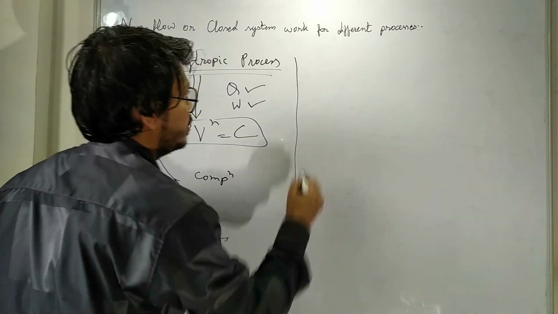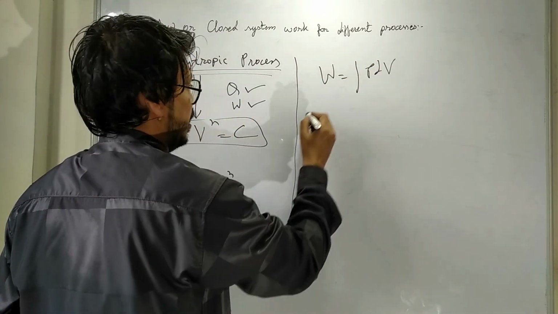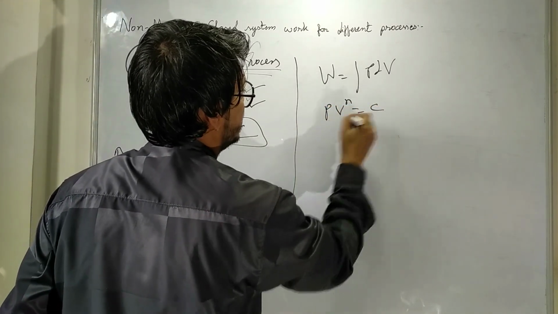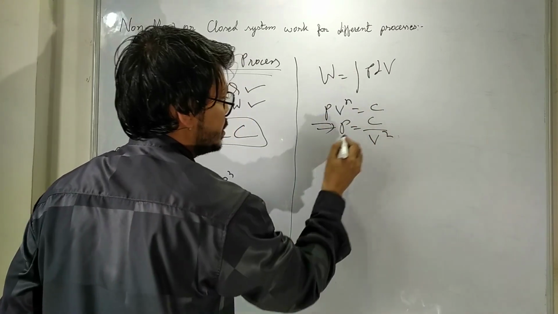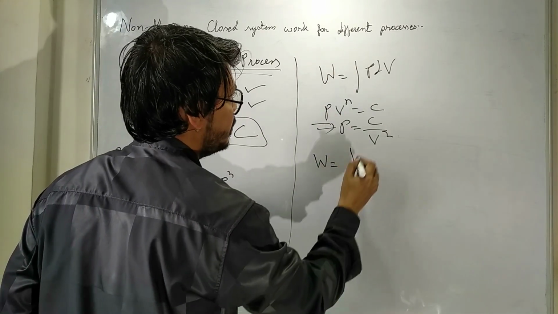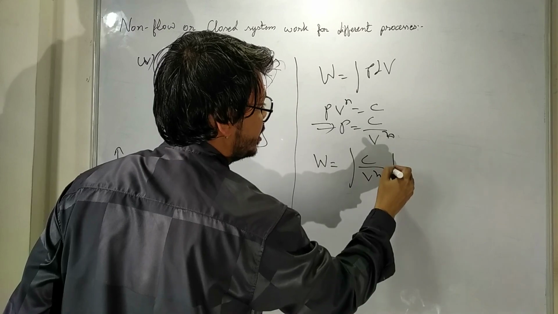We know that work done is equal to integration of P dV, and PV^n equals constant. From here we will get the value of P as C by V^n. We will substitute this value into this equation, then we will get the work done as integration of C by V^n dV.